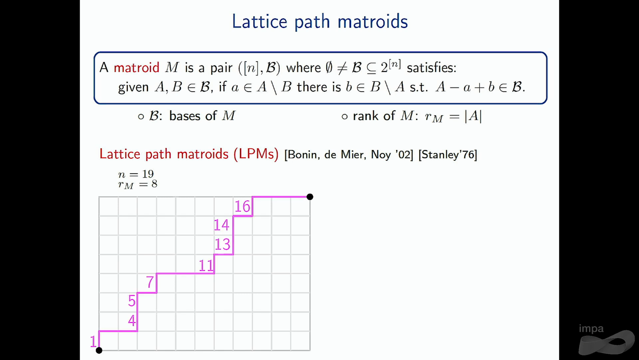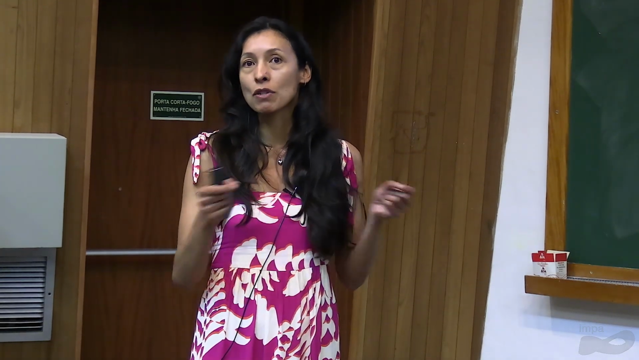In this case, I'm going to fix this purple path, and this is going to be one of the bases of my matroid. The basis it corresponds to is the labels of every time I go north. Since I'm using in total 19 steps, I care about the times I go north, and those times are my labels: the first, the fourth, the fifth, the seventh, and so on. Those are my north steps, and that sequence of north steps is one of the bases of my matroid of rank 8.